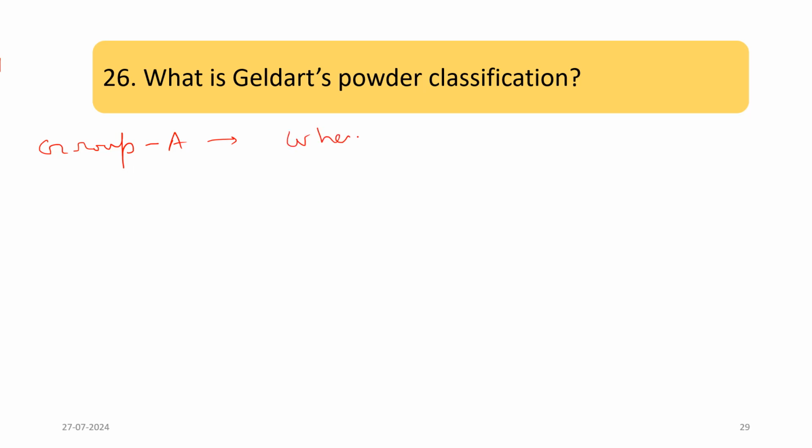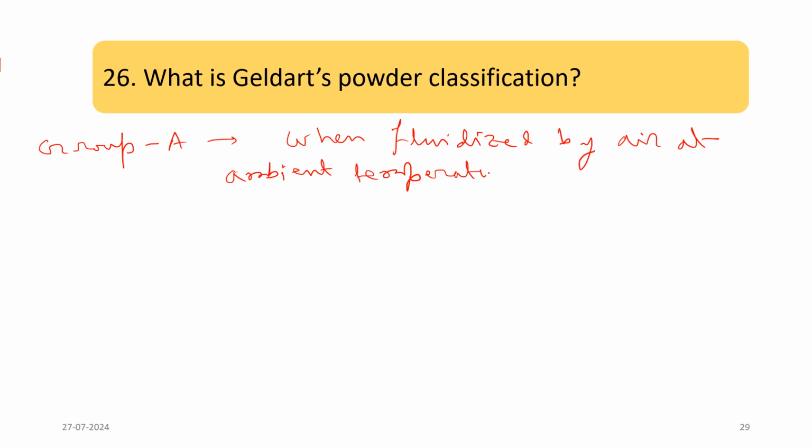This is when fluidized by air at ambient temperature. Geldart's powder classification has 4 groups: A, B, C, D. Yes, so I am explaining one by one. So group A, when fluidized by air at ambient temperature, gives a region of non-bubbling fluidization.